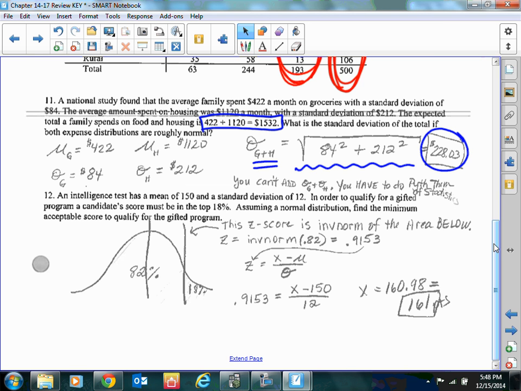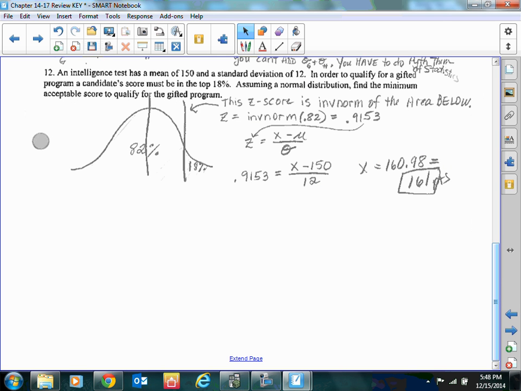All right, 12 is another normal problem, and since this is talking about the top 18%, that is where I'm going to get a z-score. So I know that the mean is told to me to be 150.